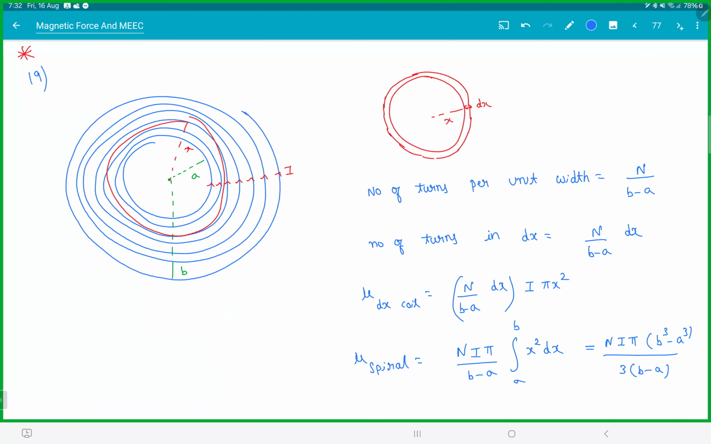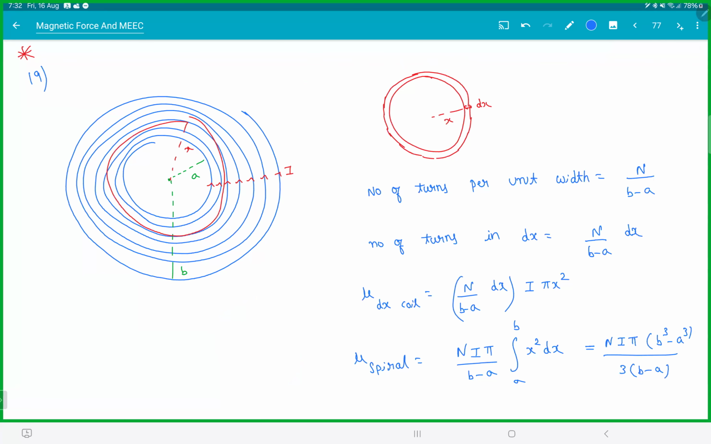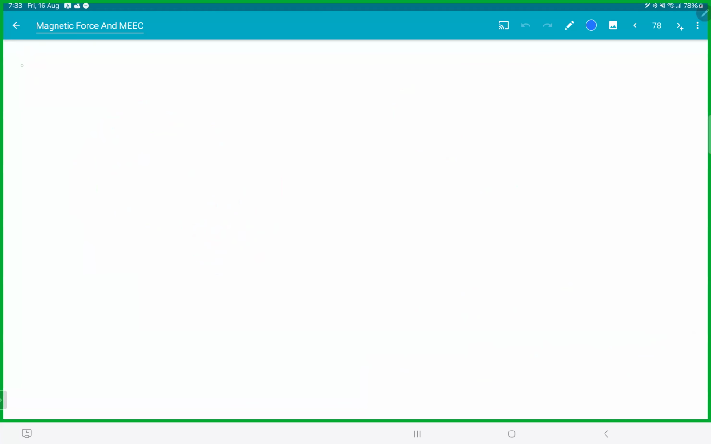So that is the whole meaning of tightly wound spiral. We are assuming there are a lot of turns and the wire is very thin. If the wire is thick, you can't solve, you don't have a way. So if a spiral is given, assume this is the only way to do it. Because the moment you say the wire is thick, the first problem you will come across is that the area of the loop itself is not defined.